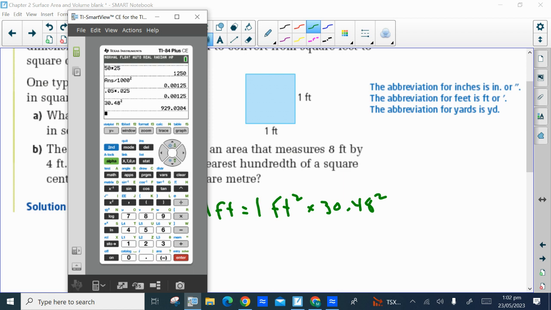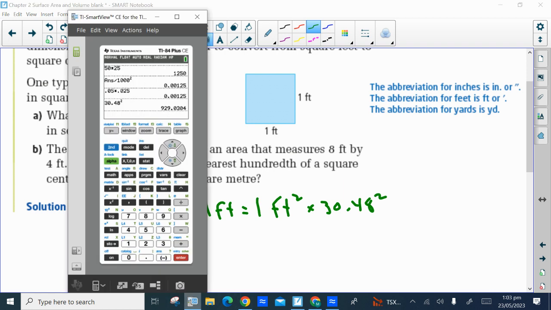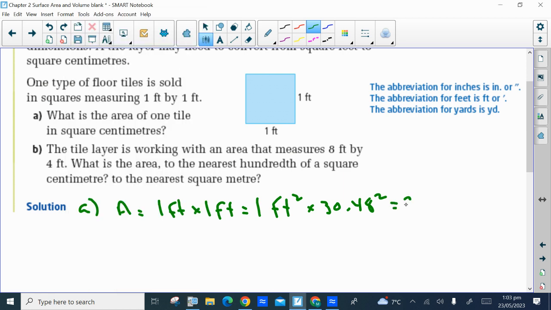So there's the answer. I think it says to the nearest... No, it doesn't tell us what to round it to. It just says in square centimeters. So let's round it to 1 decimal, or let's say 2 decimals. Or I guess we could just write down the entire number because it's only 4 decimals. 929.0304. And that would be in centimeters squared.